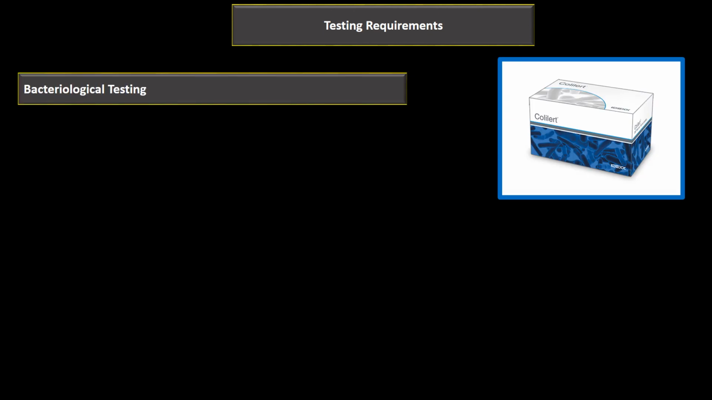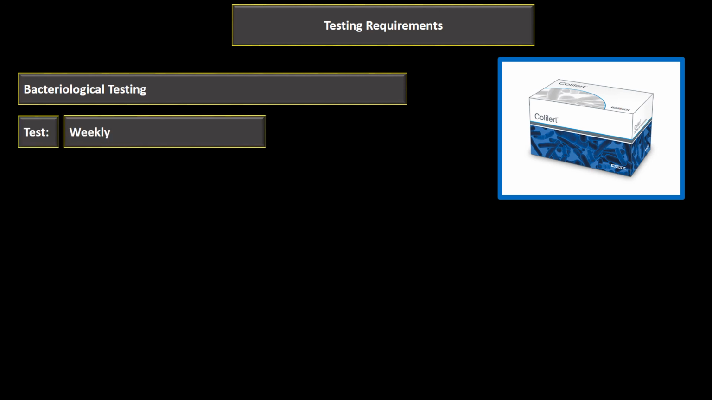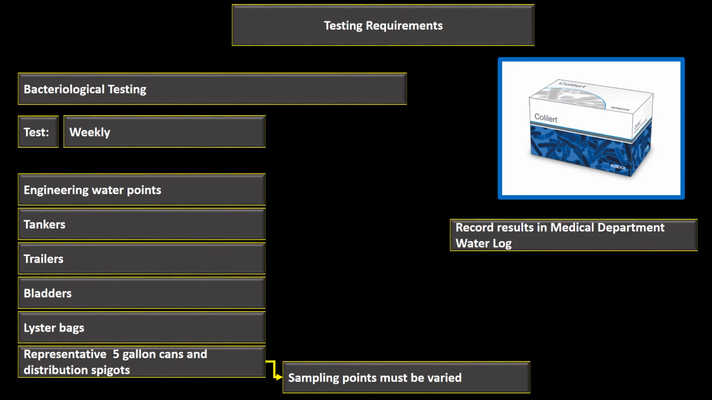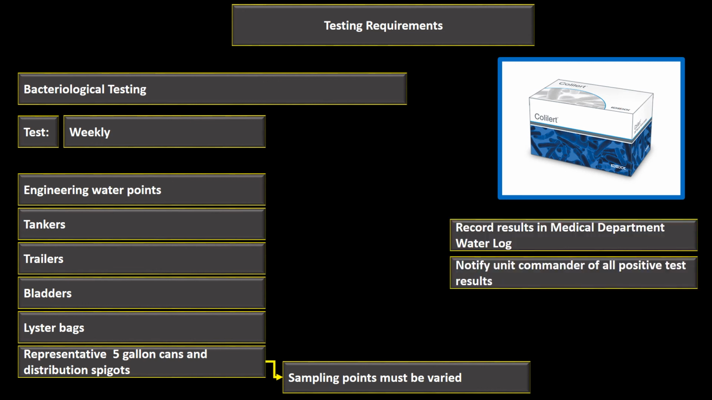Moving on to bacteriological testing. We've got to test for the presence of bacteria at least weekly. It's the same thing. You're going to test your engineering water points, your tankers, your trailers, your bladders, your Lister bags, and then if you've got 5-gallon cans or distribution spigots, you're going to pick a couple to represent that system, and you're going to vary the couple that you choose every time you test to make sure you're getting a good sample. Again, you're going to record the results in the medical department water log.